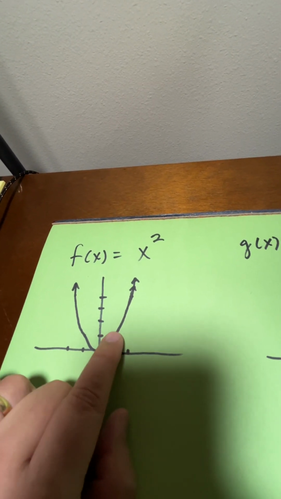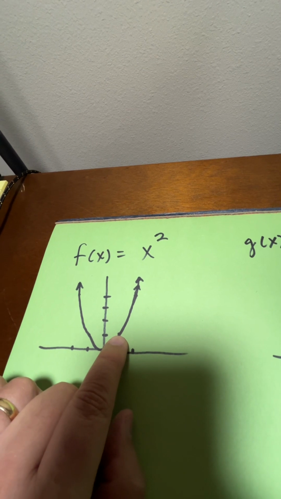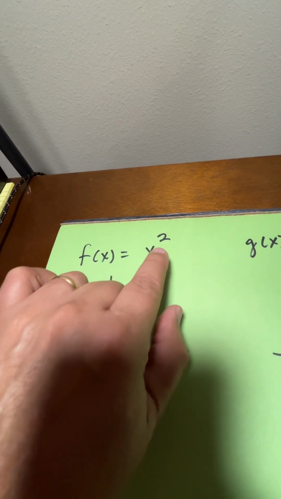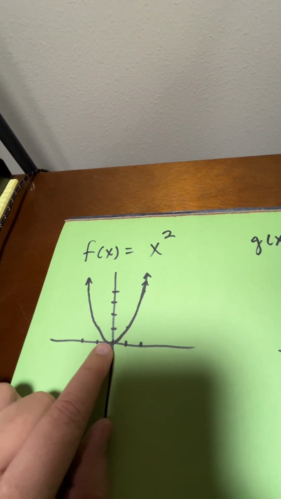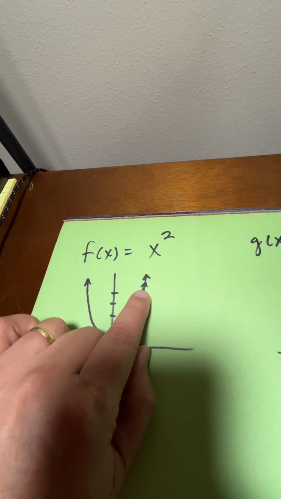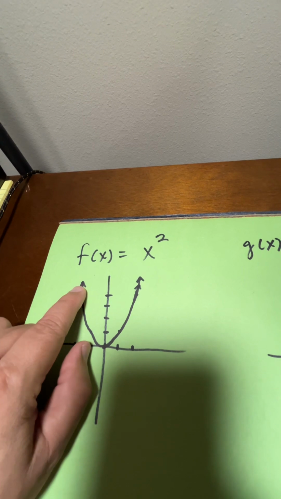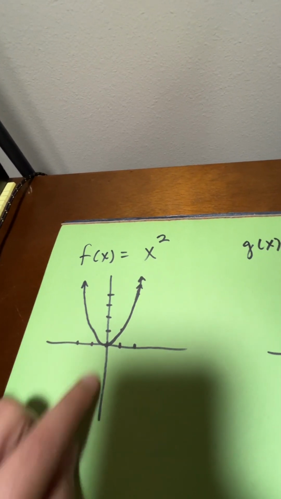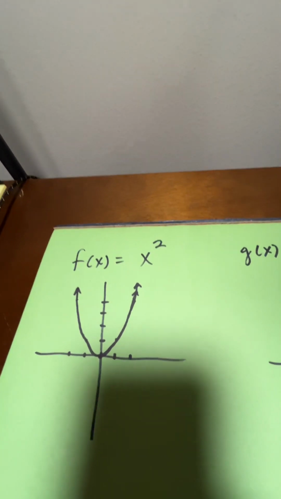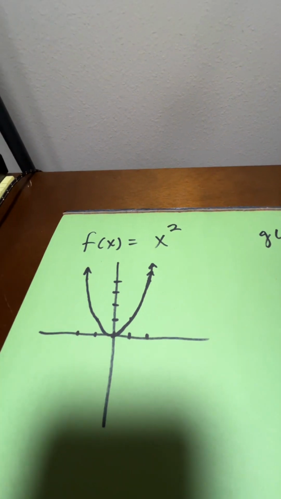You have 1, 1, so that point is a point on the graph, because if you put 1 in here and you square it, you get 1 for y. And then you have 2, 4. You also have negative 1, 1, and negative 2, 4. So this is called the parent function for quadratic. This is the most basic quadratic formula.